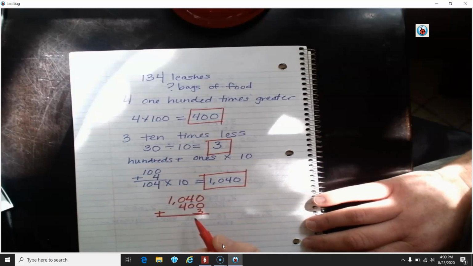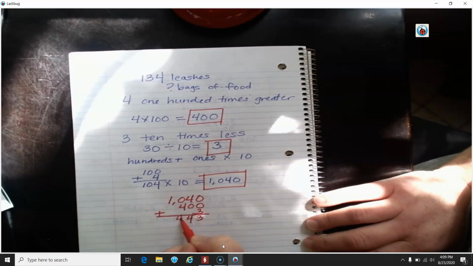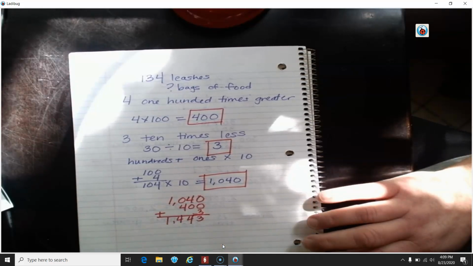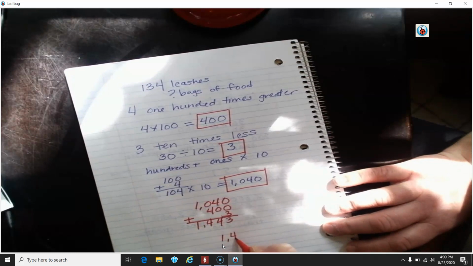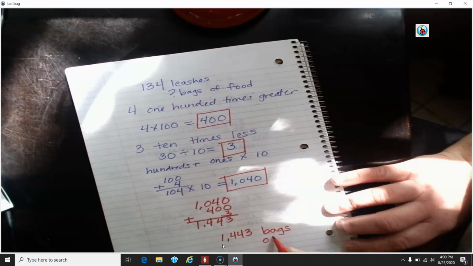So 0 plus 0 plus 3 is 3. 4 plus 0 is 4. 0 plus 4 is 4. And bring that one down. So we have 1,443 bags of dog food.